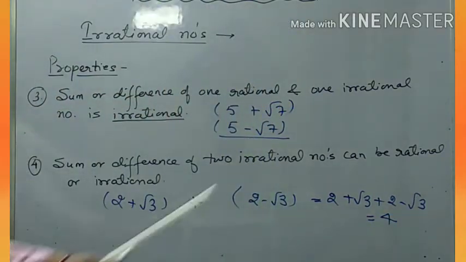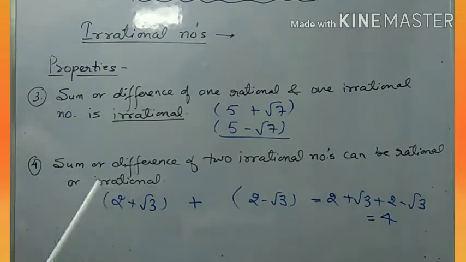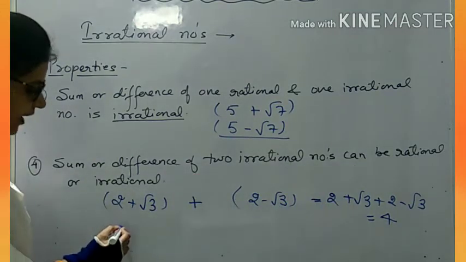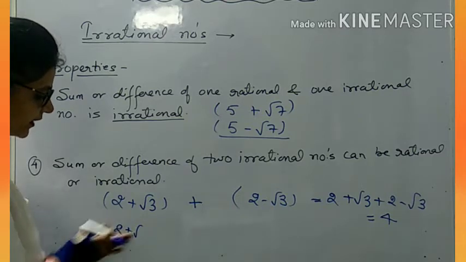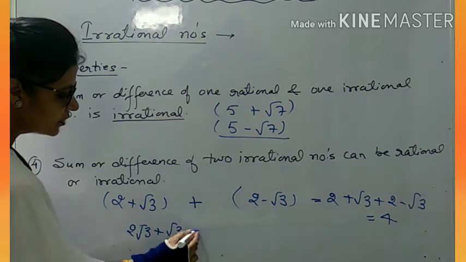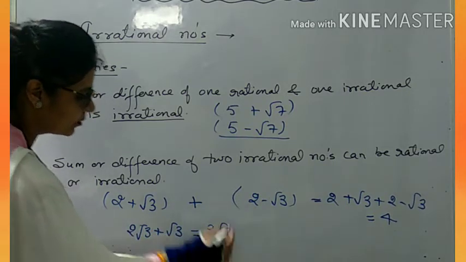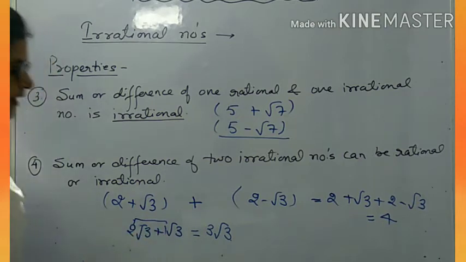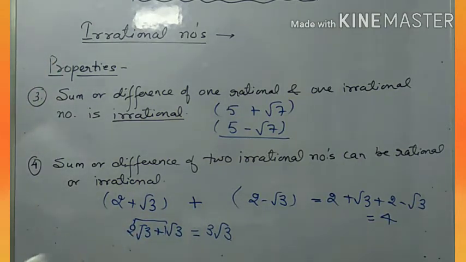So what came as our answer? The answer will be a rational number. It can also be irrational. How irrational? Suppose I am having 2 root 3 plus root 3. So what is the answer? 3 root 3. How do we do it? Rational with the rational part, irrational with the irrational part. So that I will explain to you afterwards. So the sum or difference of two irrational numbers can be rational or irrational.